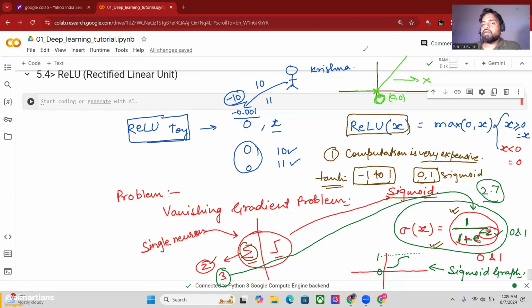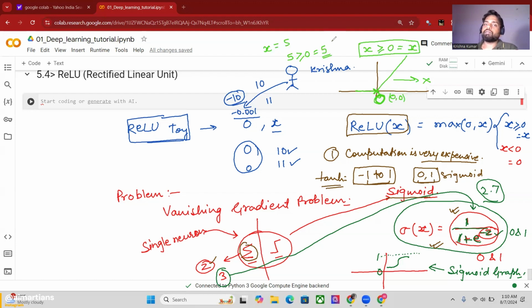So that means if the value of x is greater than or equal to 0, it will give you x. So if I put some value in this formula, what will I get? Let's say the x value is 5. So 5 is greater than or equal to 0, is it? So I will get 5 as an output.